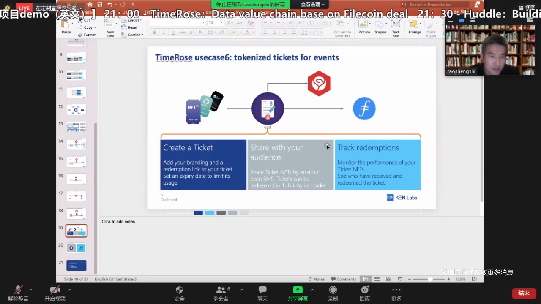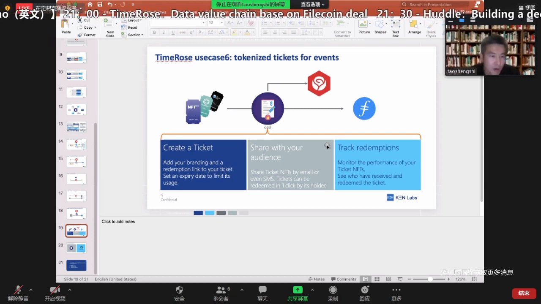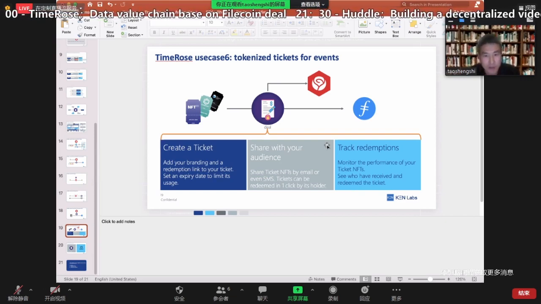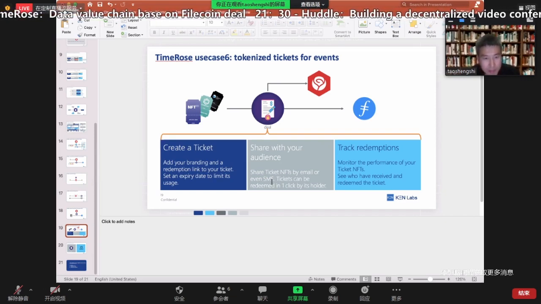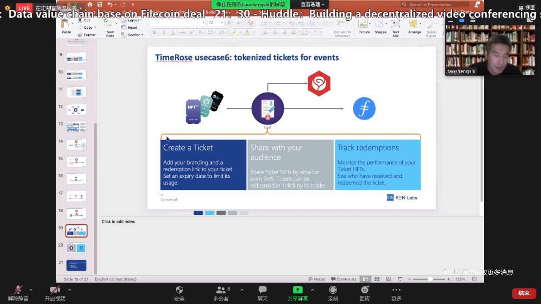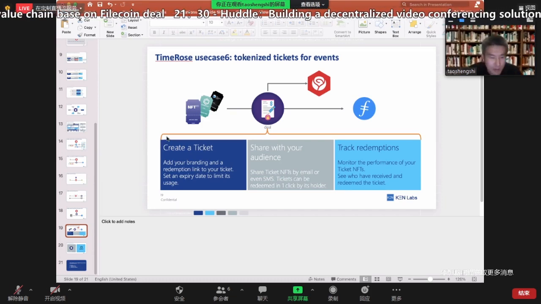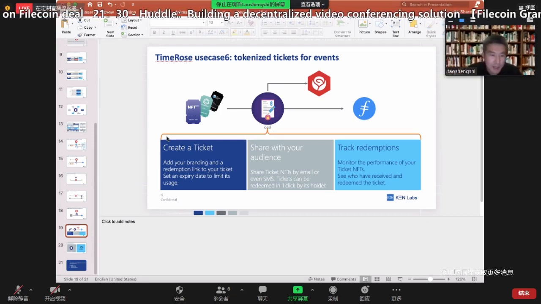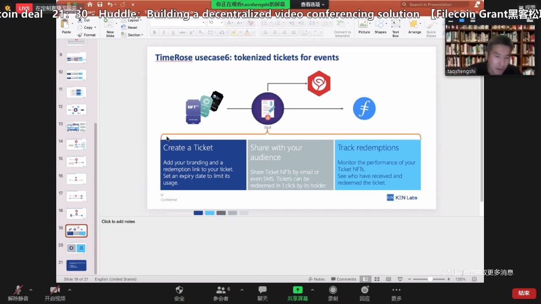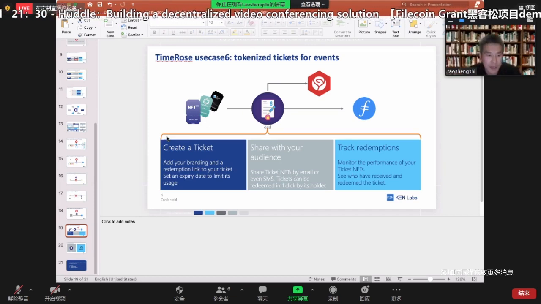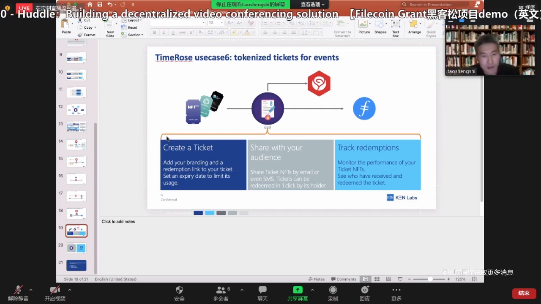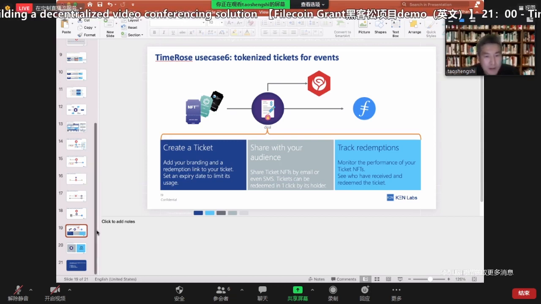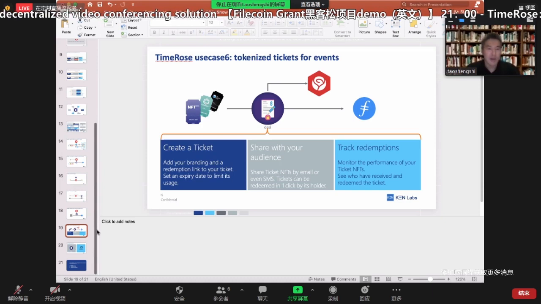And the next use case is tokenized tickets for events. For example, you can create tickets and share them with your audience and track the reading portions. That is like cinema tickets and music tickets that you can share, buy and sell. Leveraging the user programmable actors in Filecoin, we can implement these new deals as NFT as a service. Okay, that's the use cases of TimeRose.